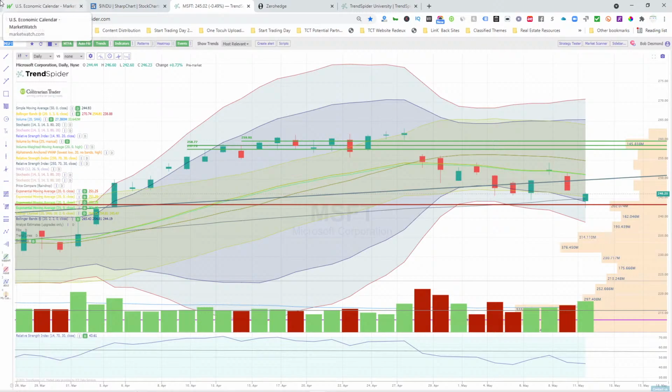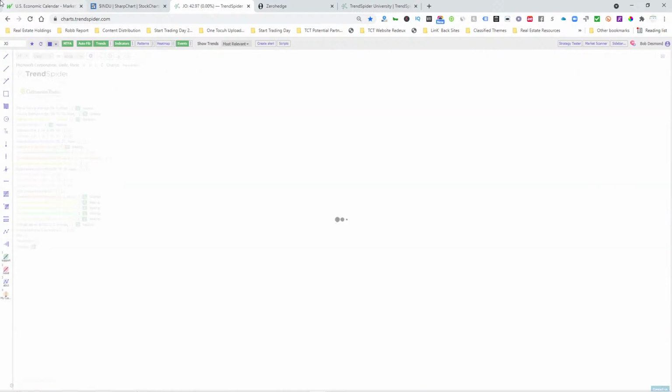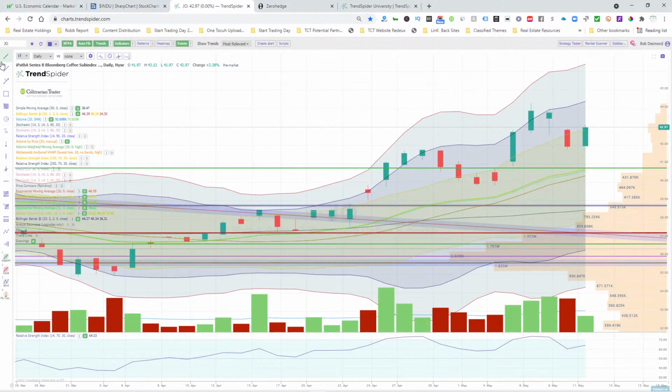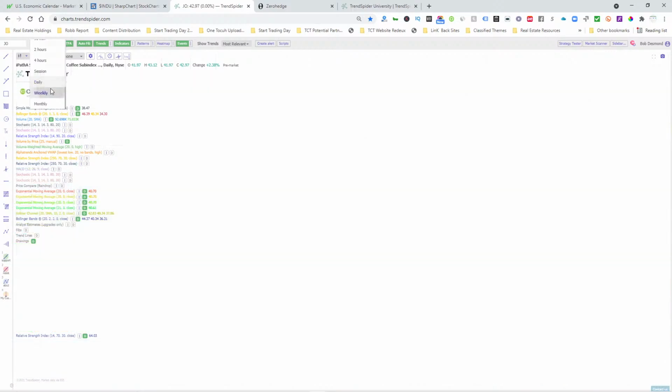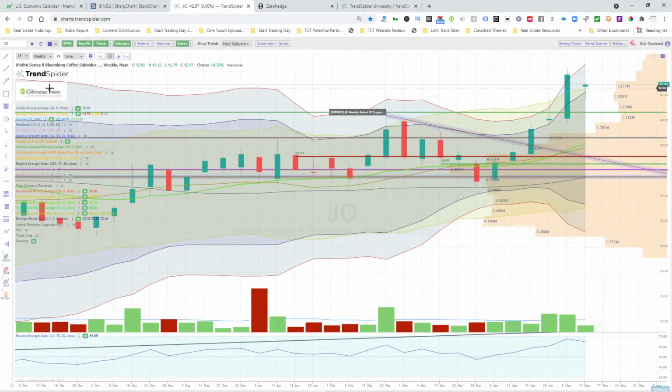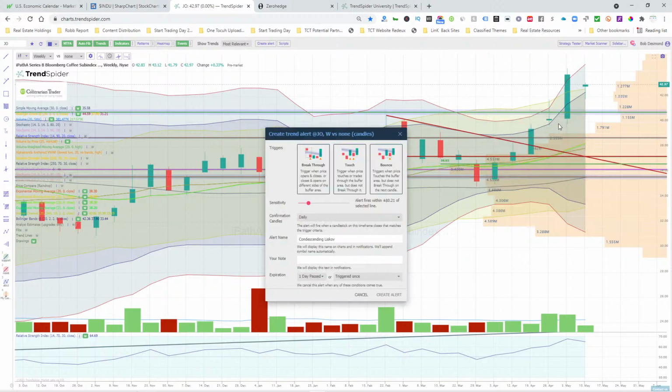All right. Speaking of JO, let's check it out. JO is an ETF that's long coffee. And you can see that we had broken out back here. My alert expired. Would love to see a retest. I don't think we're going to get it, though. We'll set one up anyway. A retest of support.